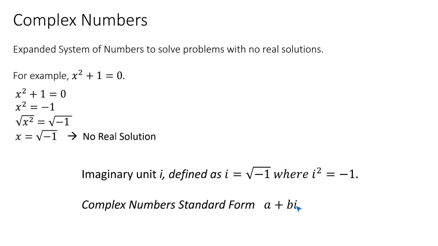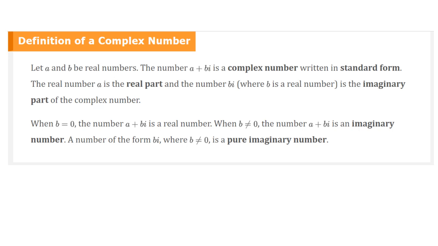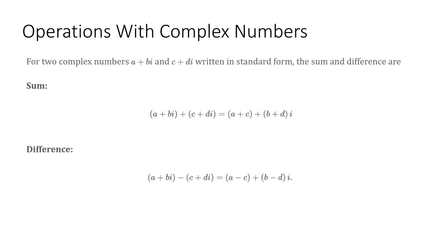You're going to be asked to write your answer in standard form. So they want you to write the real part, which we call a, and then the imaginary part, which is bi. Now, in order to have a whole new number system, they had to make sure that the number system met the operation rules. And you're going to see that on the next slide.